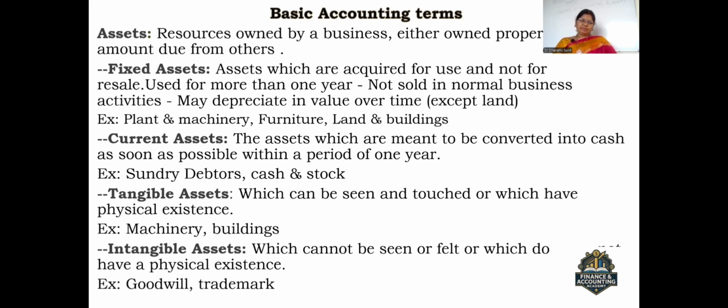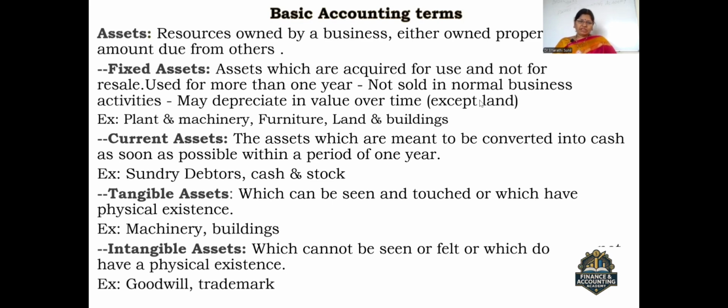So what are the examples here? Sundry debtors, cash, and stock. Okay. So you all know sundry debtors means the persons who are owing to our business. They are called sundry debtors, and the cash or bank balances, whatever we are having, are also called current assets.